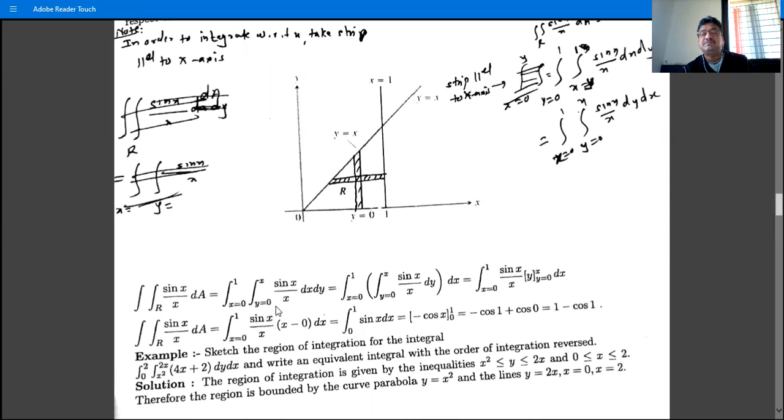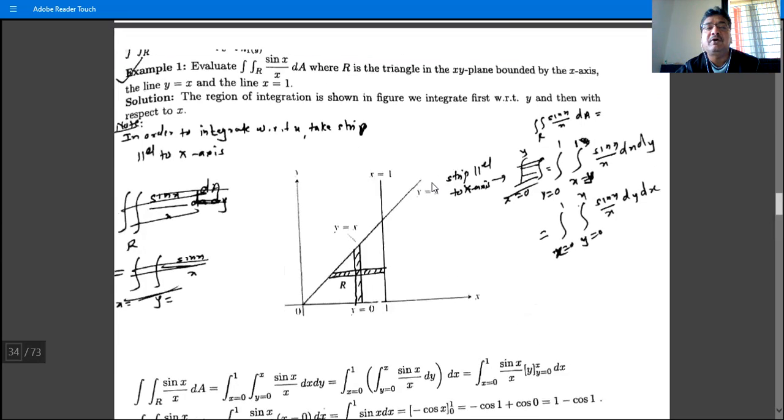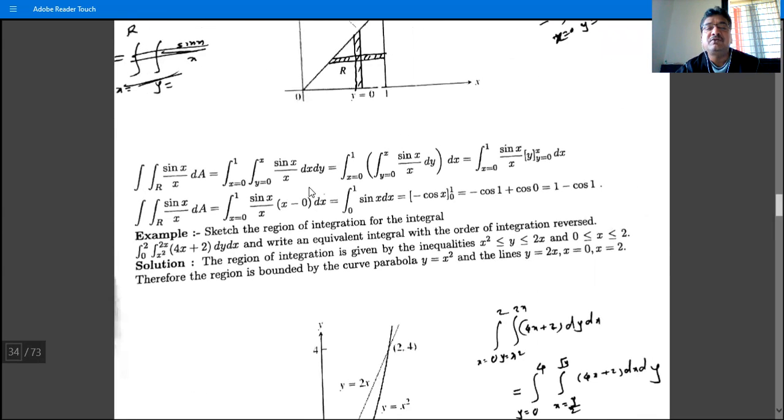So now we integrate with respect to x first or integrate with respect to y first. That depends on you. But integration with respect to x first becomes complicated. So if I have to solve this problem, then integrate with respect to y first, and so write the limit of y and x. So write this step: sin x by x dy dx. Here dA means dx dy, but write dy first then dx.